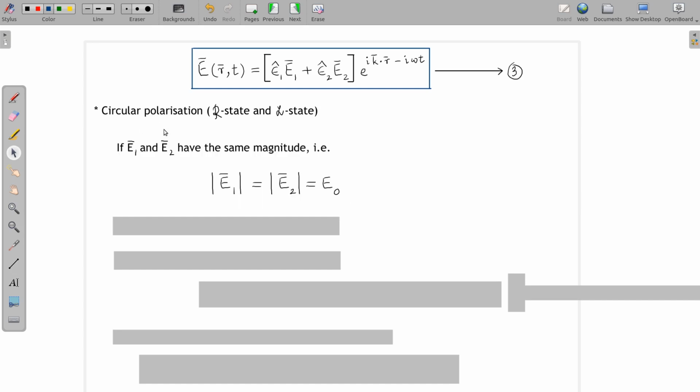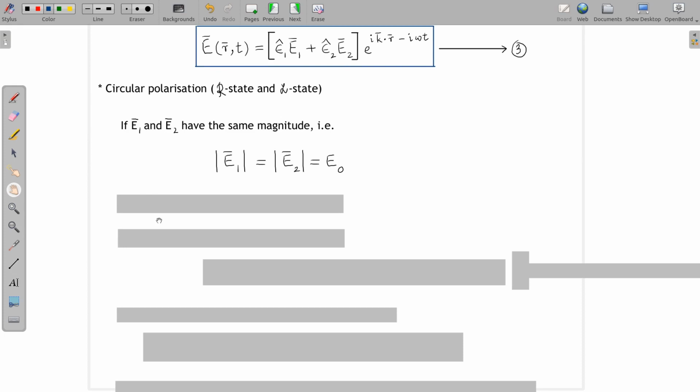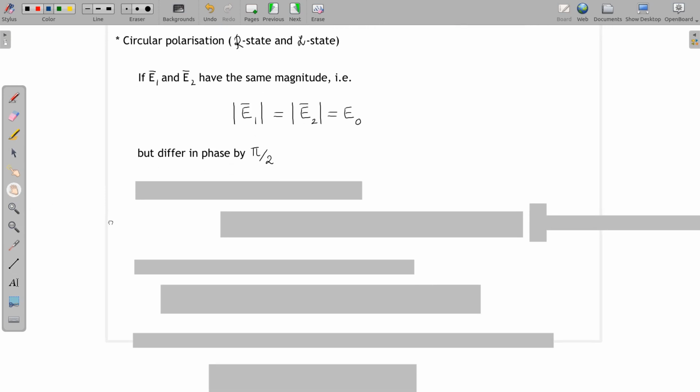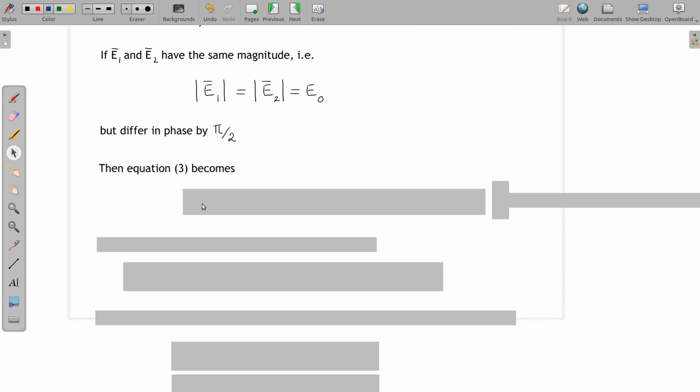So when do we have circular polarization? We can have circular polarization if in equation number 3, the two electric field amplitudes E1 and E2 have the same magnitude. Let's say that their magnitude is E0. But here the condition is not just for the magnitude. They should also have a phase difference of pi by 2. So if E1 and E2, the two orthogonal electric fields, have the same magnitude but a phase difference of pi by 2, then we can write equation number 3 in this way.